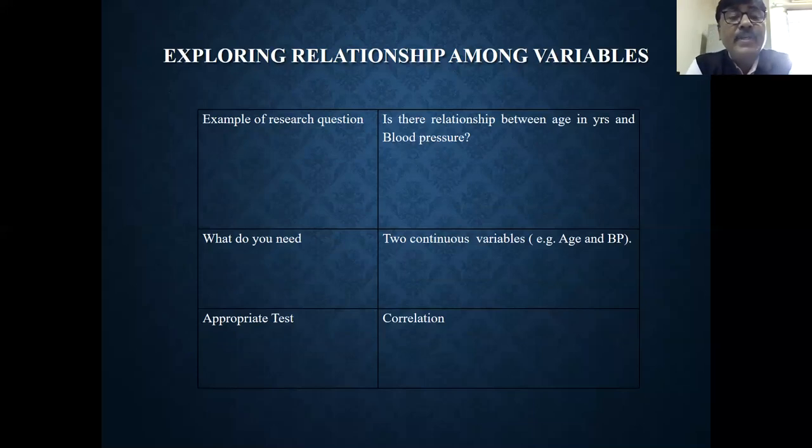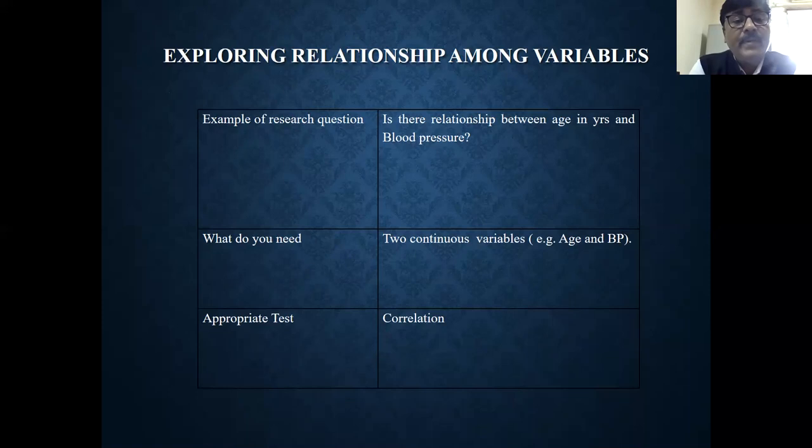Now see, exploring relationships among variables. First, I have taken a research question as an example: is there any association between pet lover and your marital status? Both are categorical variables, so that's why the chi-square test is appropriate there.